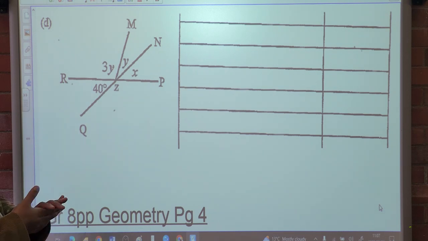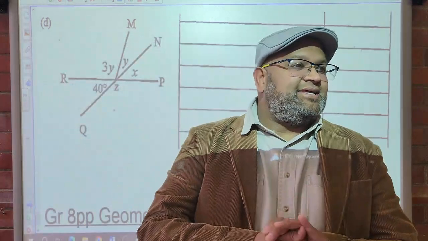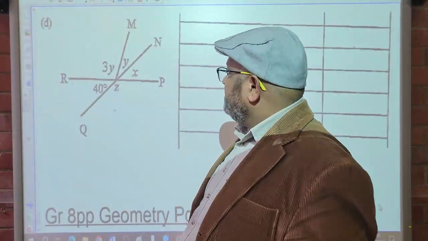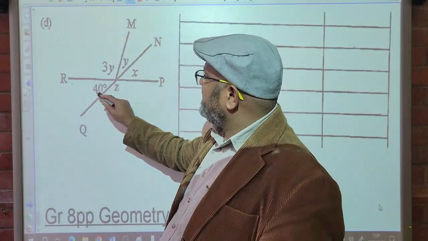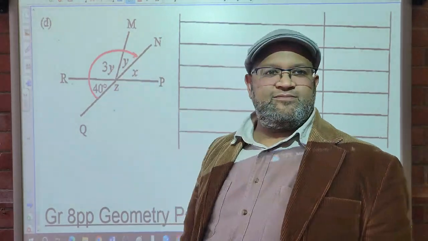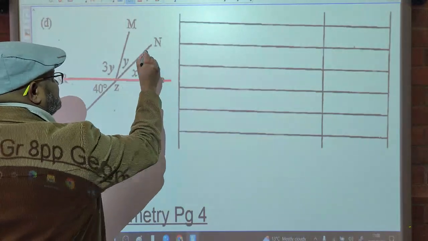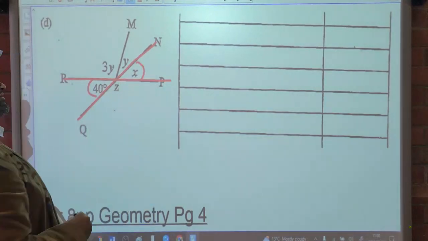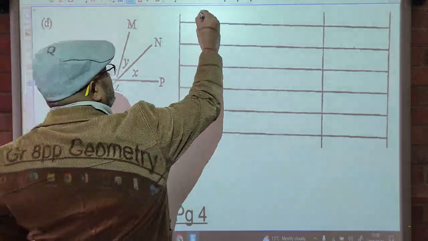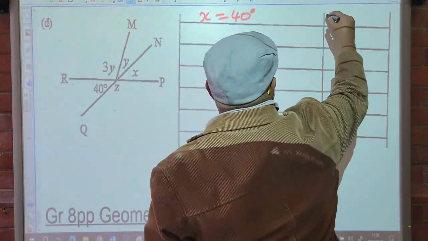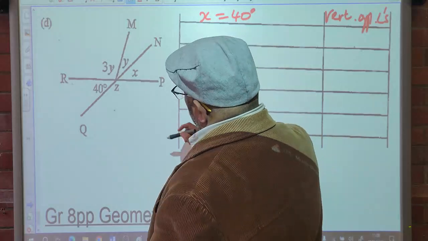So there are x's, y's and z's. Again, when we set up an equation, we set it up with one unknown. So what can be determined first? X. She says y, yes, no problem, these are angles on a straight line. But it's easier to just do x first, as we see that those lines are intersecting, so vertically opposite angles are equal. So x is equal to 40 degrees. Why? It's vertically opposite angles. I put 40 here.